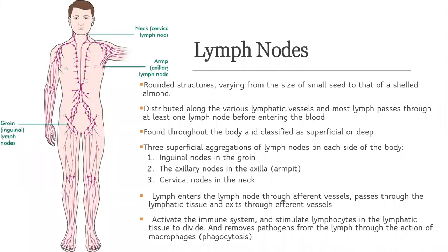So what are lymph nodes? They are rounded structures varying from the size of a small seed to that of a shelled almond. They are distributed along the various lymphatic vessels, and most lymph passes through at least one lymph node before entering the blood. They can be found throughout the body and are classified as superficial or deep. There are three superficial lymph nodes on each side of the body: the inguinal nodes in the groin, the axillary nodes in the axilla or armpit, and the cervical nodes in the neck.